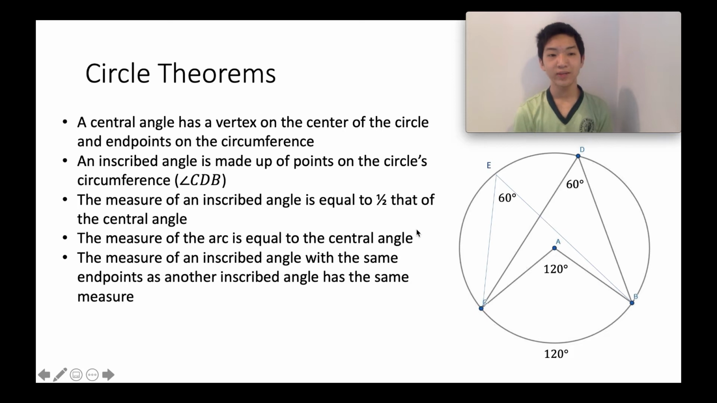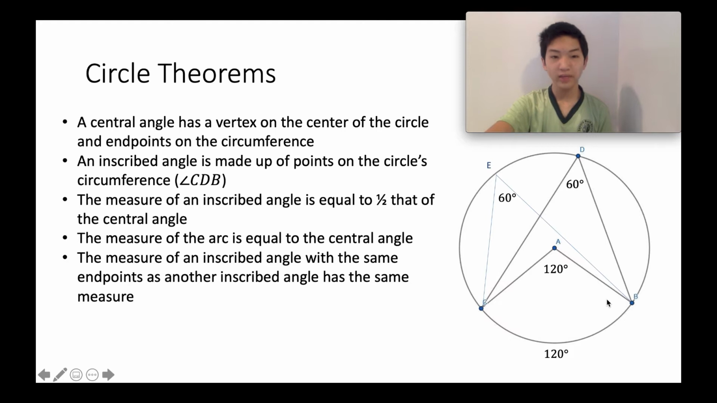Now we will be covering some theorems related to circles. First, we'll cover a few definitions. I already mentioned the central angle earlier, but it's an angle that has its vertex at the center of the circle. The vertex of the angle is the middle point, and the endpoints are on the circumference. So if we had central angle CAB, A would be the vertex and C and B would be the endpoints.